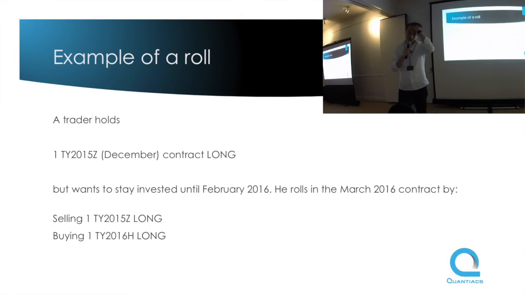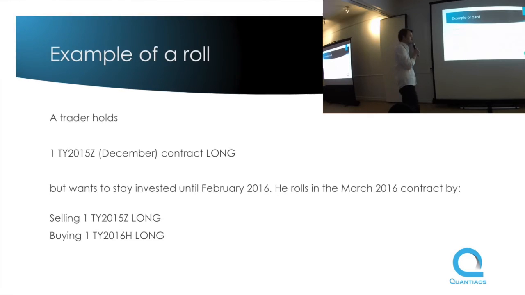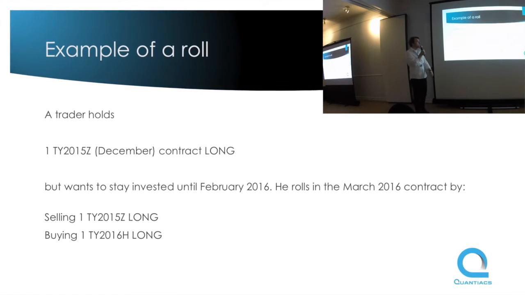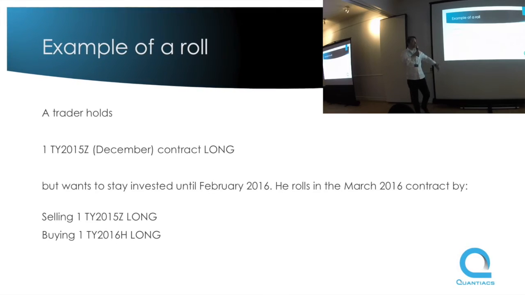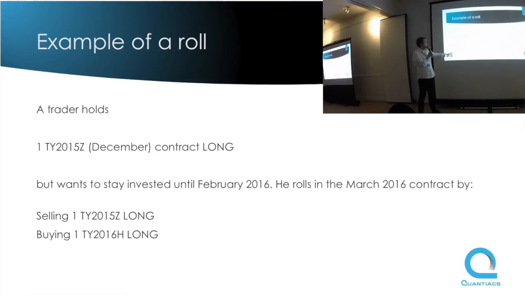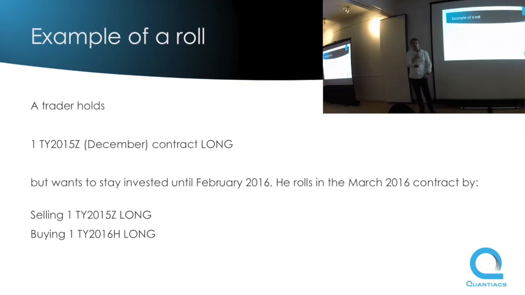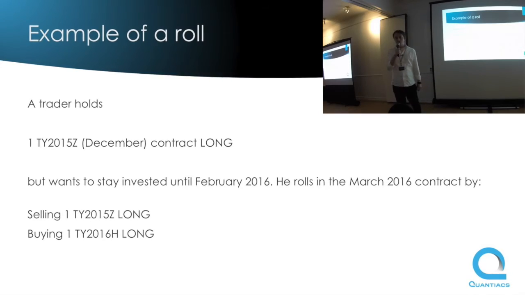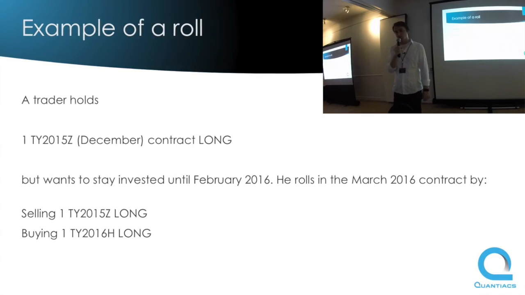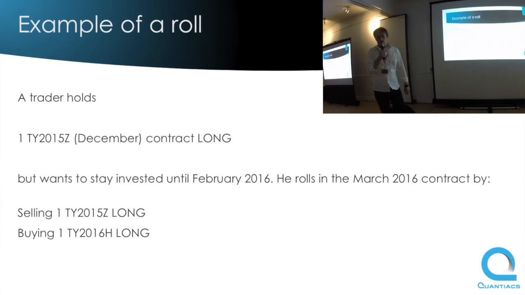Another example, let's assume I do have a 10-year note 2015 December, but for whatever reason I want to be invested in the 10-year note until February 2016. So at some point, prior to the expiration of the contract, I have to sell my 10-year note 2015 December and buy another 10-year note for that. In this case, it would be the March 2016 10-year note. Okay.